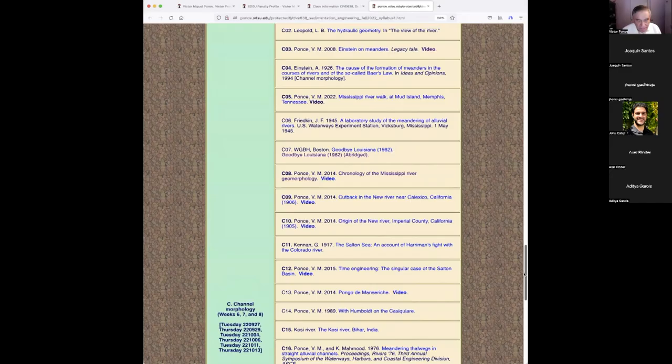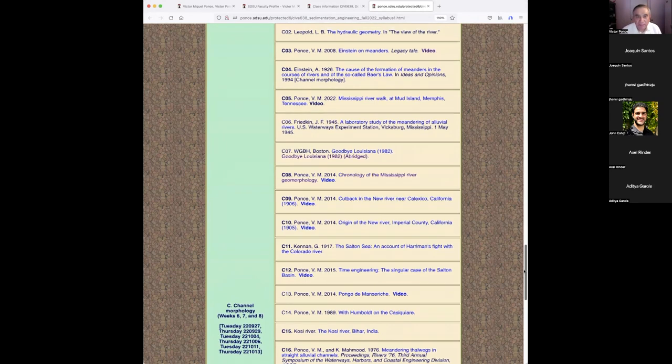Today the subject is a new subject, it's the sixth week. So it is on geomorphology. So let me get into it. Fluvial geomorphology, channel morphology, is kind of the same thing.